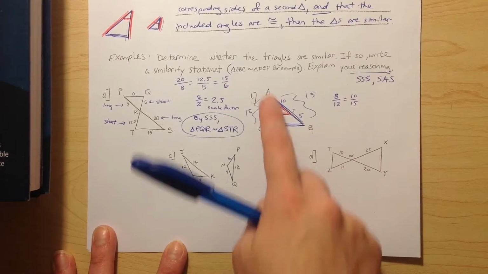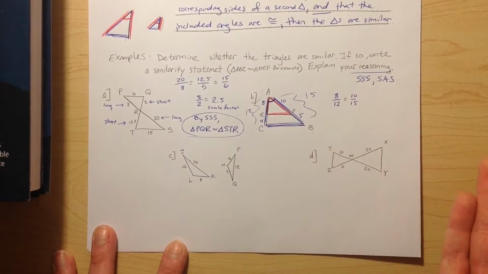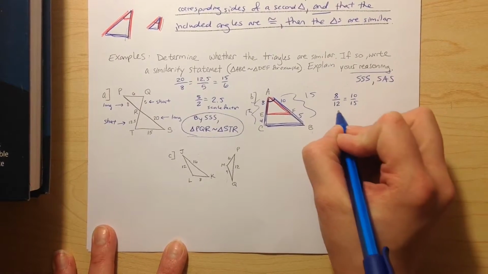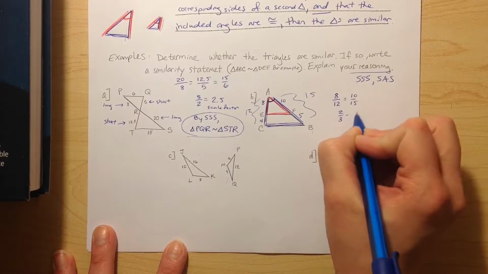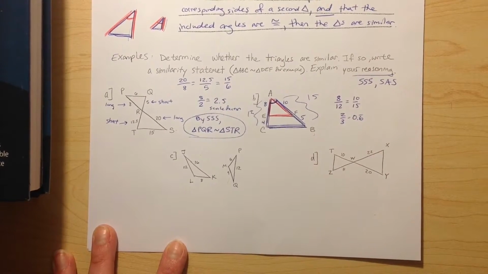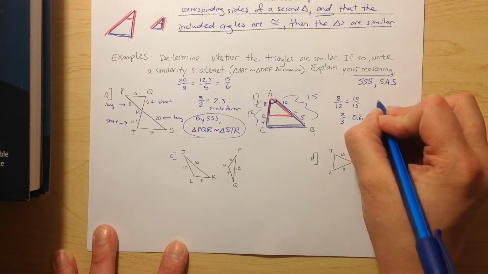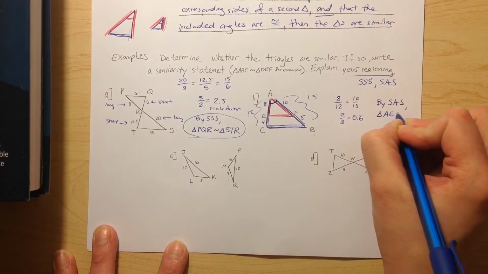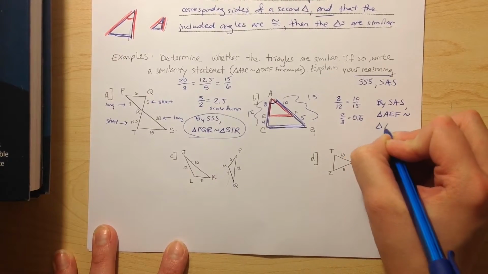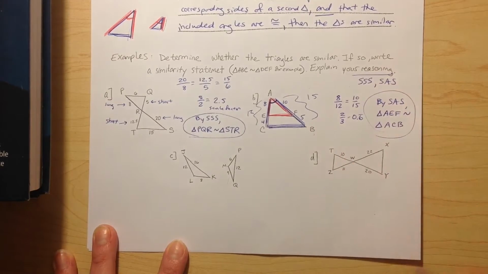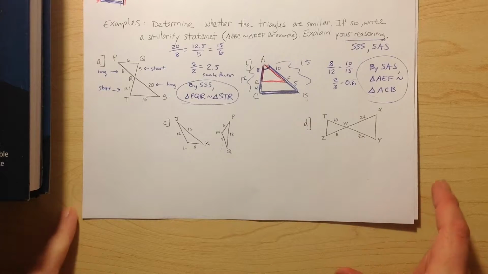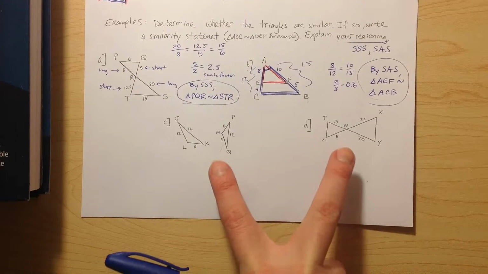If I can do these two sides, make sure they're in proportion, I can say this is side angle side and that they're similar. So let's check these for a second. When I simplify both of these, I get 2/3, or if you go straight for the decimal, 0.6 repeating. And that works for both of these. Therefore, I can say by side angle side, triangle AEF is similar to triangle ACB.